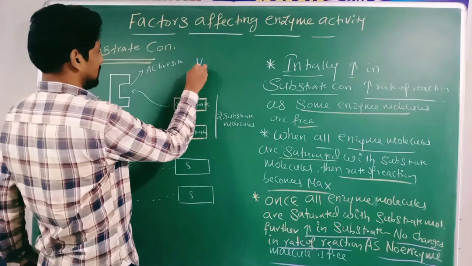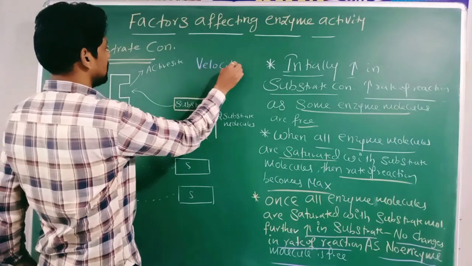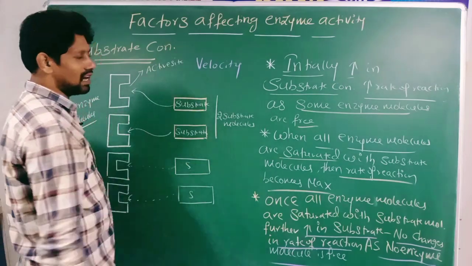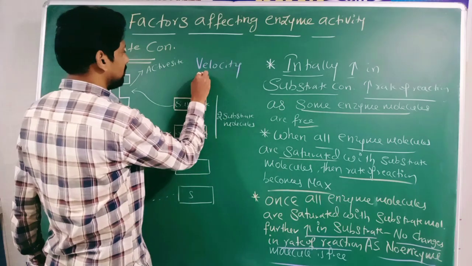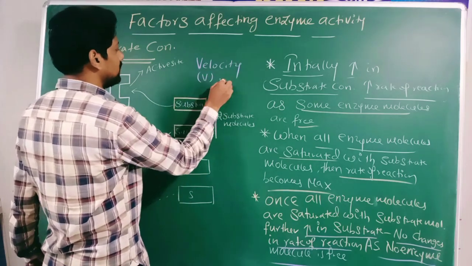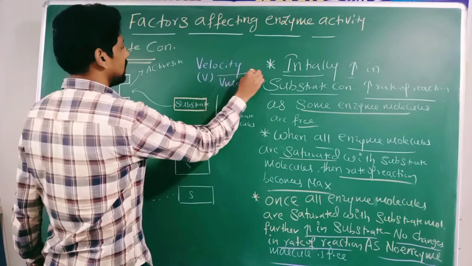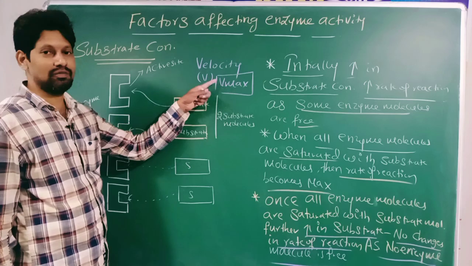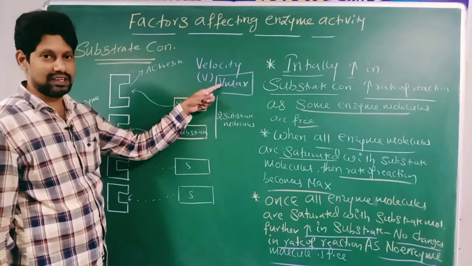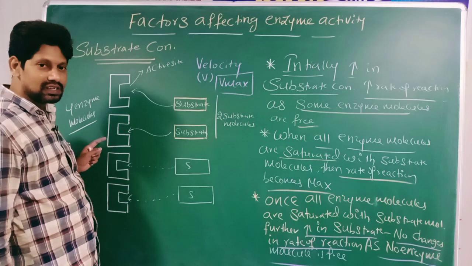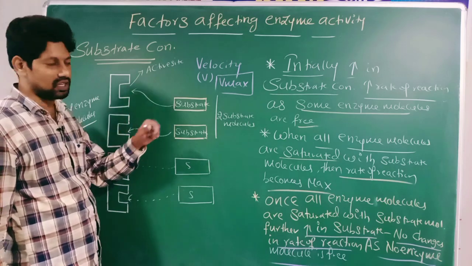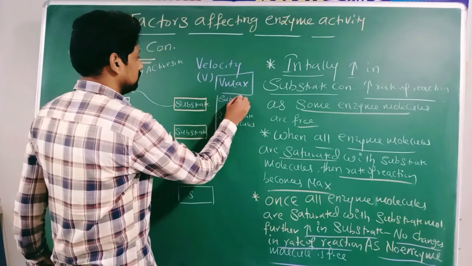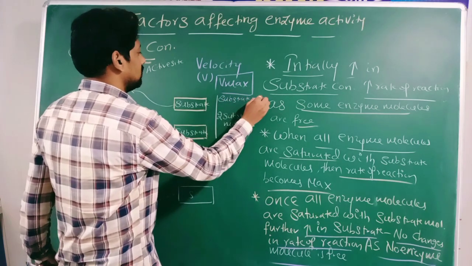Rate of reaction is also called velocity. Therefore, in this case, when will you get Vmax, where V means velocity? What is the meaning of Vmax? Maximum velocity, maximum rate of reaction. In this case, we get maximum rate of reaction, maximum velocity, if substrate molecules are 4.